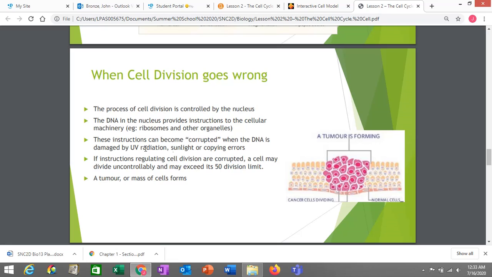And this is a problem because we said that cell division is a highly ordered process. So if the instructions are corrupted, then the order of that process can break down. And that can cause a cell to divide uncontrollably, and it may be able to divide more than 50 times. So the cell will just keep dividing and dividing and dividing and creating more and more cells. And so when it does that, you can get a tumor or a mass of cells. Okay, so basically what you have happening here is that cell division is an ordered process because the instructions that essentially tell it to happen become corrupted.